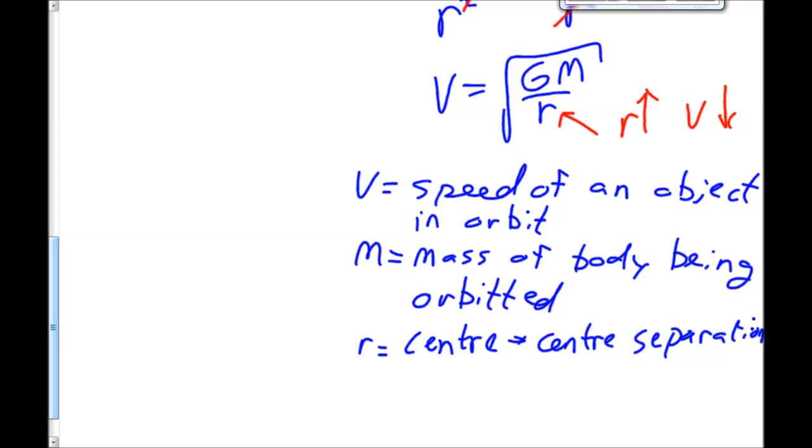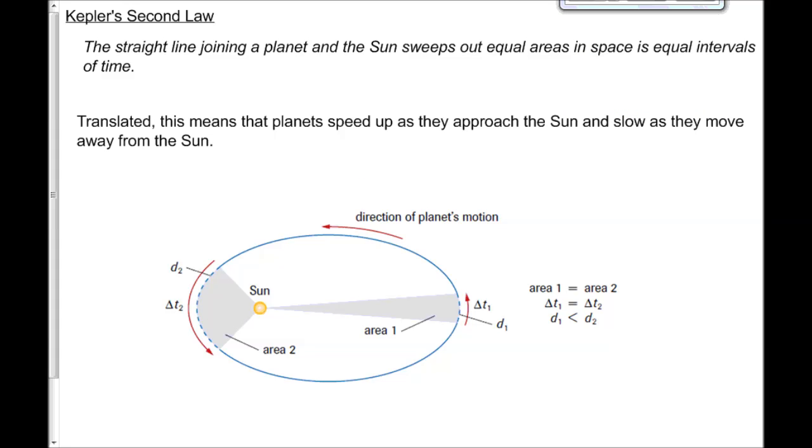All right, so there's his first law kind of explored. His second law is actually kind of neat. Again, he didn't really understand this idea at the time, but we can understand now that it comes from conservation of energy. What he said was, a straight line joining a planet and the sun sweeps out equal areas in equal intervals of time.